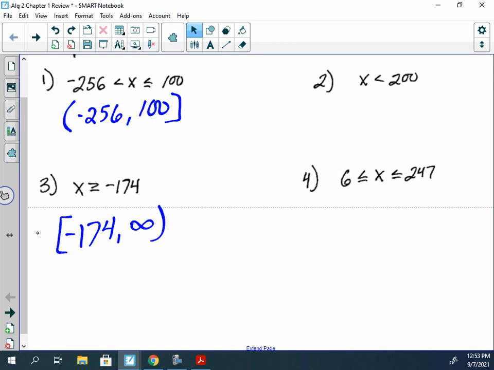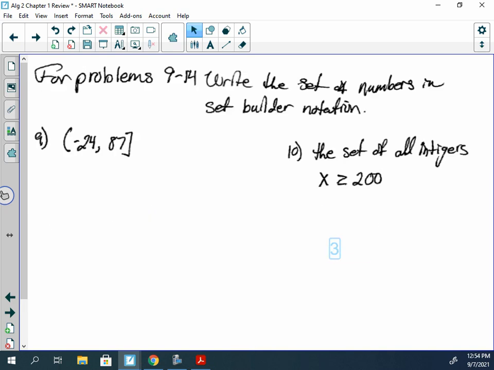Any other questions on 1 through 8? Are we good with problems 1 through 8? Yes? Nine through 14. Is there a problem in 9 through 14 that you all want to specifically look at?